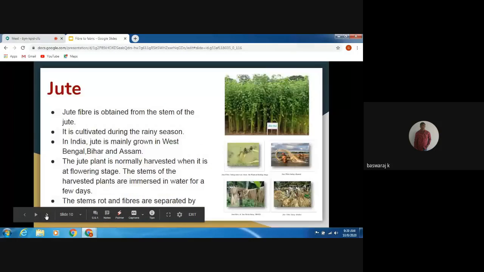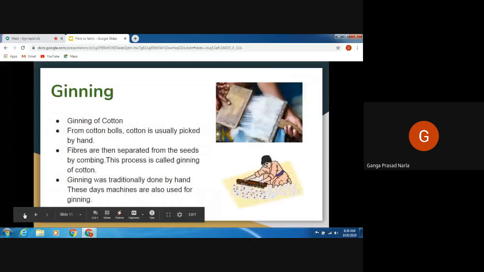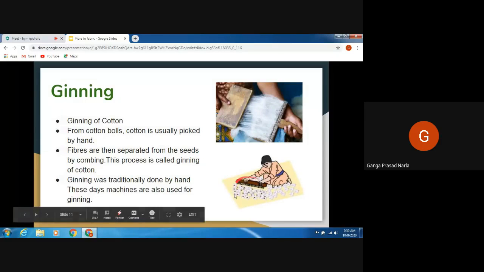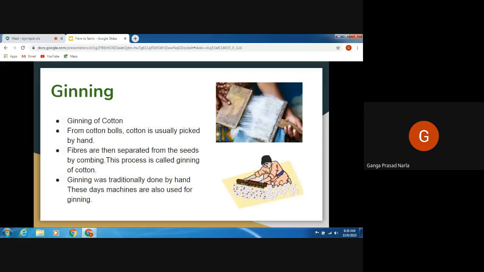Okay, there is a slide. See here, ginning of cotton. From the cotton balls, cotton is usually picked by hand. Fibers are then separated from the seeds by combing. See here how they are removing seeds from the cotton. There are two types. We can remove the seeds by hand or by comb.